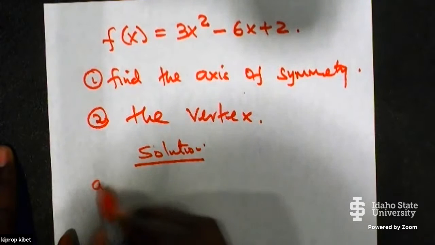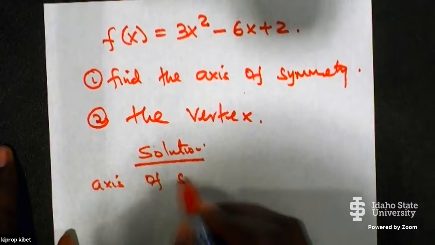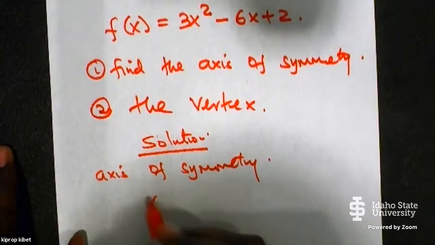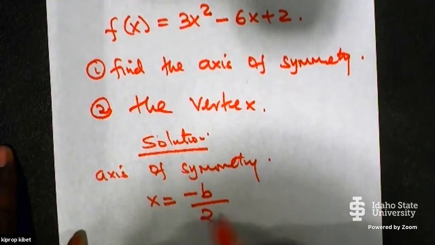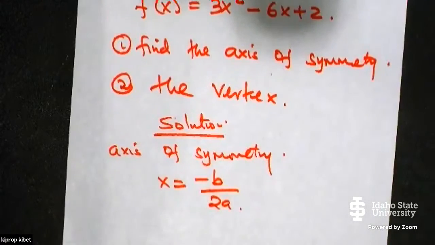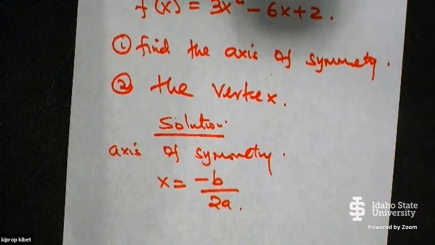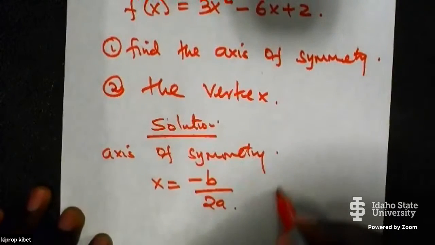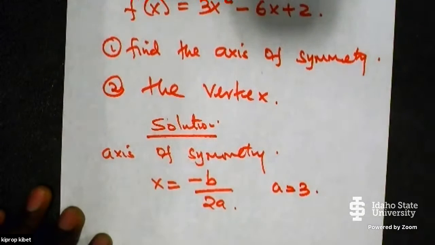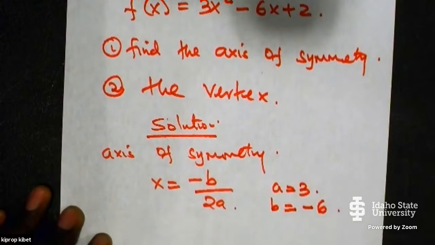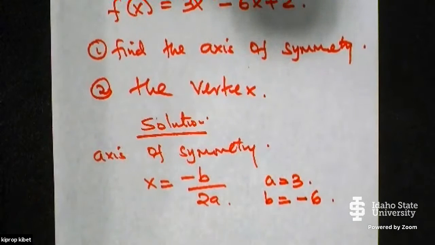Now, to get the axis of symmetry, we know that x equals minus b all over 2a. Now we know the value of a here is equal to 3, right? And the value of b is equal to what? Minus 6. The value of b equals minus 6.